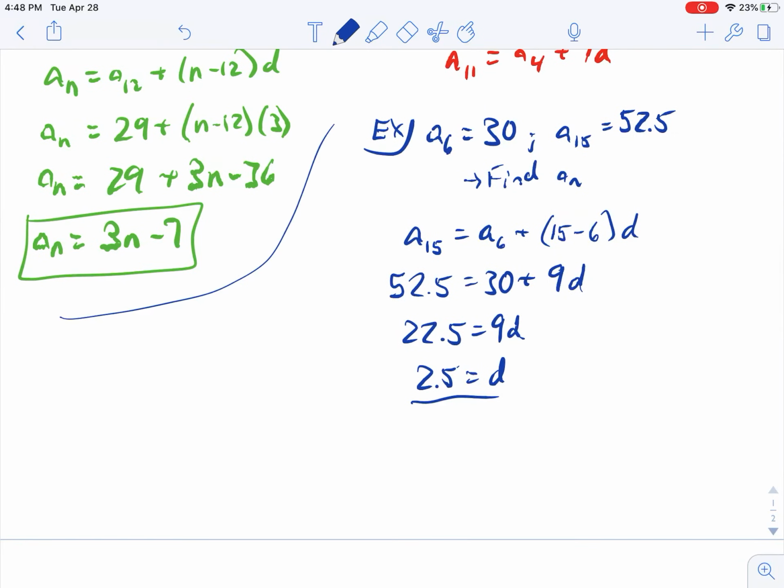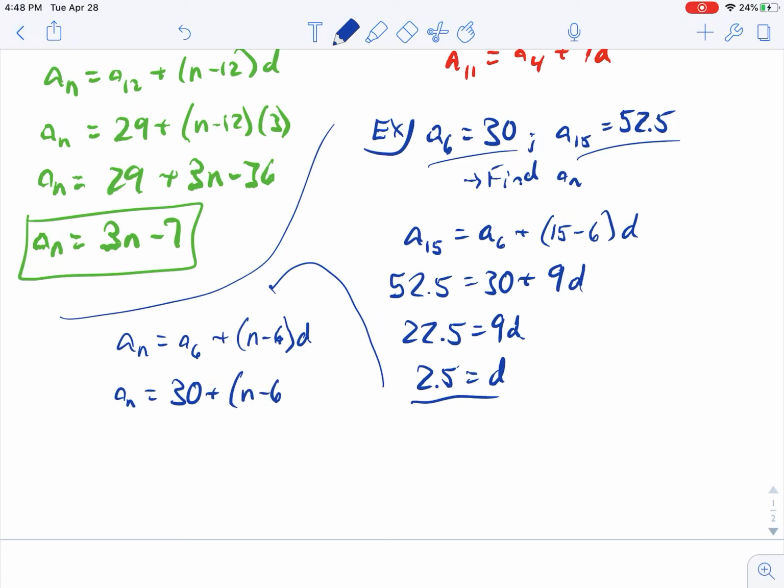This becomes 9, and you can solve for the common difference, because we need the common difference if we're going to write the equation. So you subtract, get 22.5, and then divide and get a very nice 2.5. That's not our final answer, but it's going to be useful. It's going to go up this way.